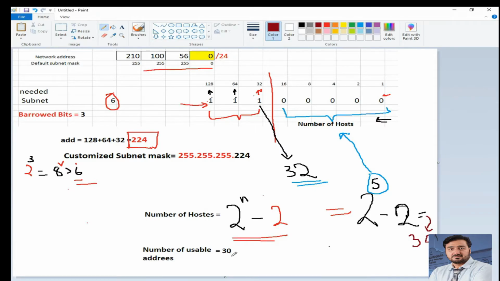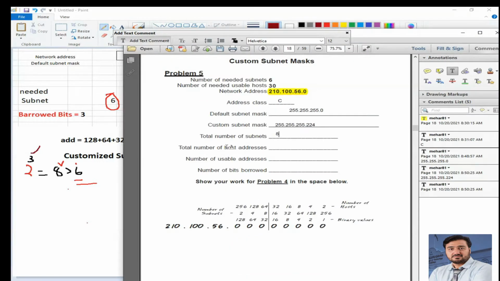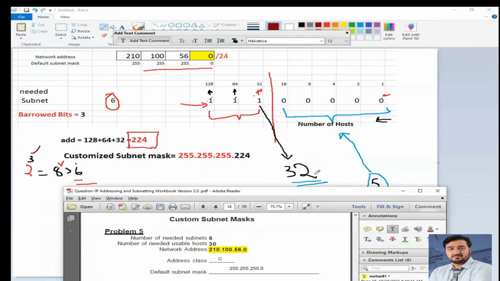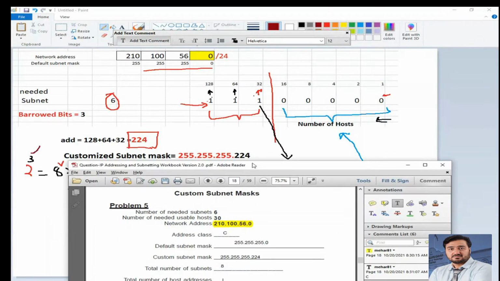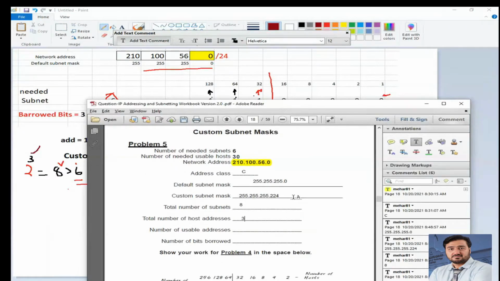And we borrowed only 3 bits. Now here we need to calculate the total number of host addresses. Yes, total number of host addresses is 32, you can see, 2 power 5. So host addresses is 32.